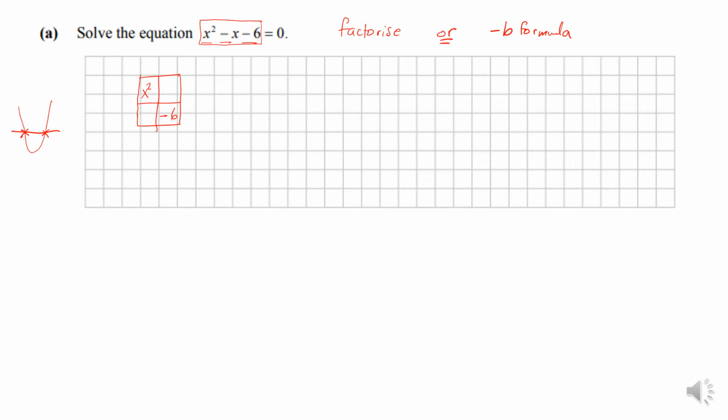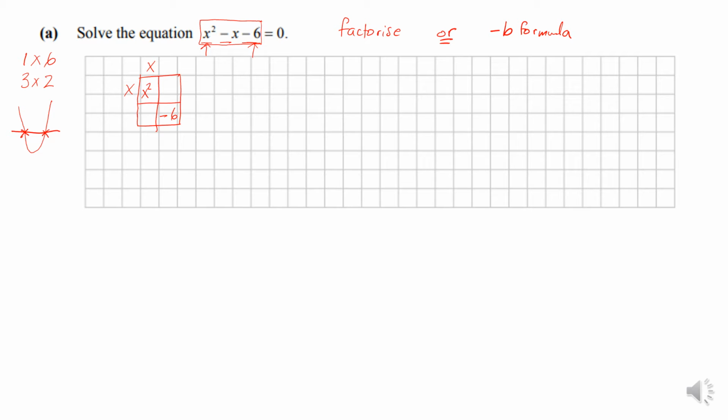So what do you multiply by to get x squared? We're focusing on the first term here. Well, we would multiply x by x gives x squared. And what do you multiply by each other to make 6, in particular, minus 6? So there you have options. It could be 1 times 6 or it could be 3 times 2.